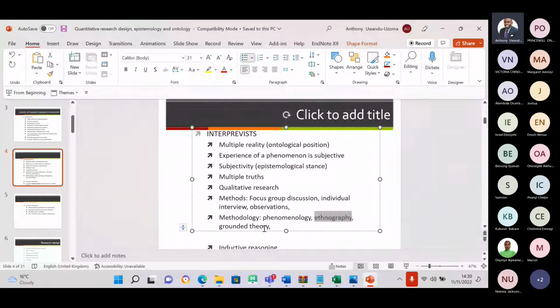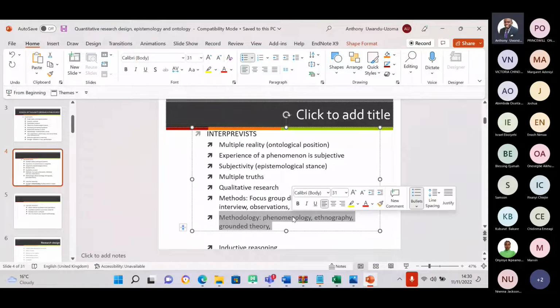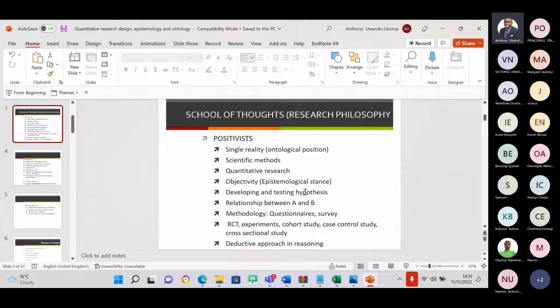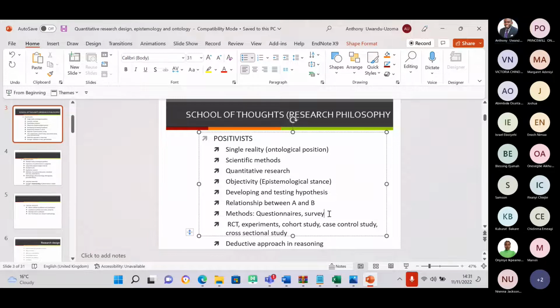Ethnography and grounded theory. So the most likely one you might see if you are selected for primary research will be phenomenology or mixed methods. So here for positivism, what are the methodology? Sorry, this is methods. So methods: questionnaire, survey, and if you are doing experiments, experiments. Okay.